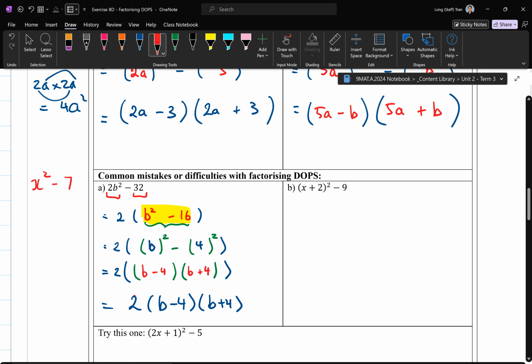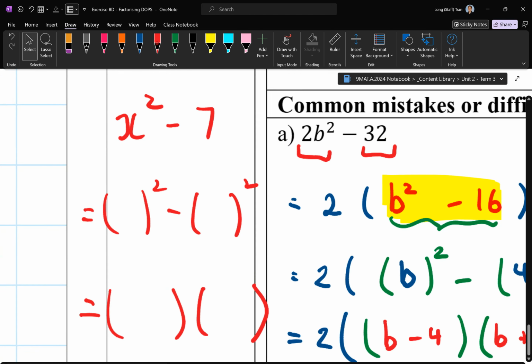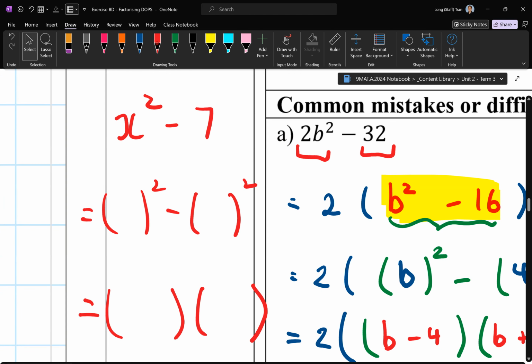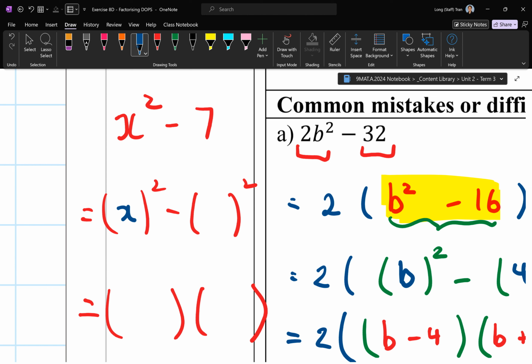Okay, so same idea. You need something squared minus something squared, and this is where some students get stumped. I want you to have a think about this for a moment. We know the number in here is going to be x, because square of x will give you the x squared, but square of what will give you 7? Square of what?